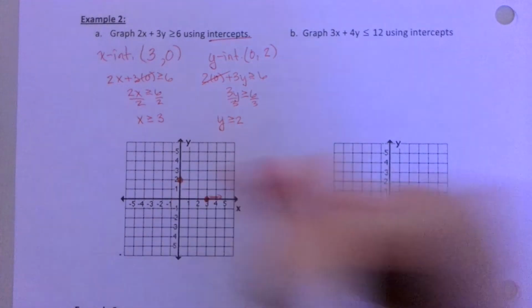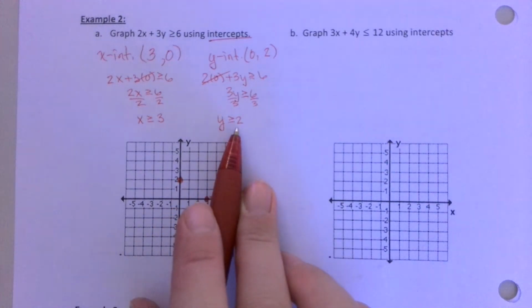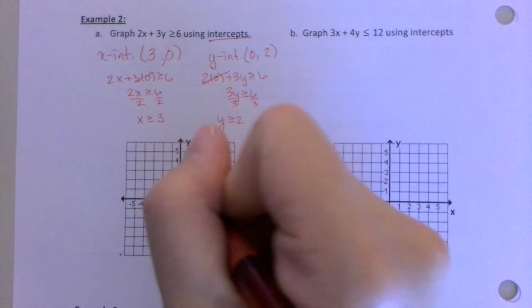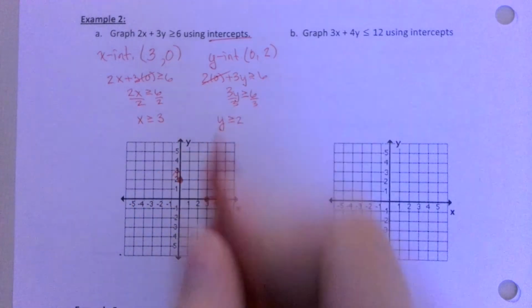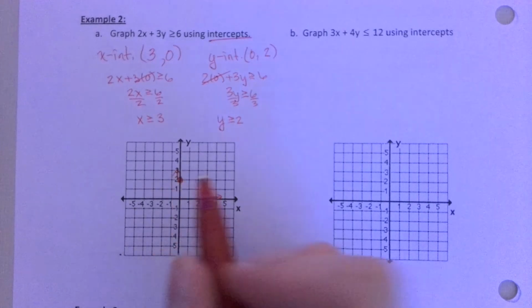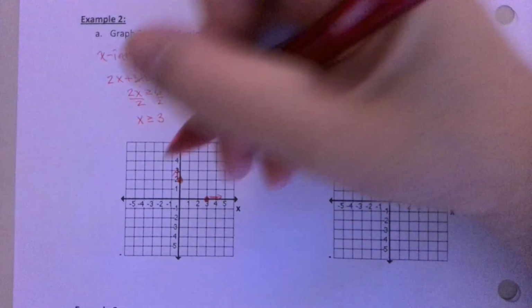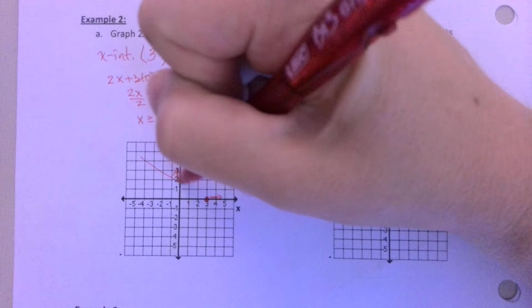Now take one more second. It said y was greater than or equal to 2. So I would look at this and I'd be looking up because that's where y is greater than or equal to 2. Solid line because it's equal. So drawing a nice solid line here.